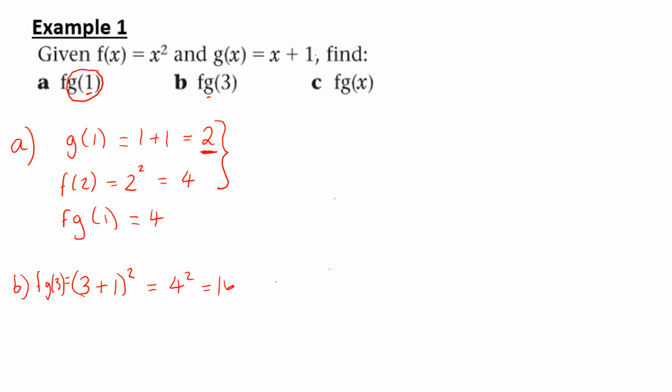So your alternative would be to work out g of 3 first of all, which would be 3 add 1, which is 4, and then perform function f to that. So f of 4 would be 4 squared, which is 16. So it's up to you whether you want to write it in one line or two, so whatever you're happier with.